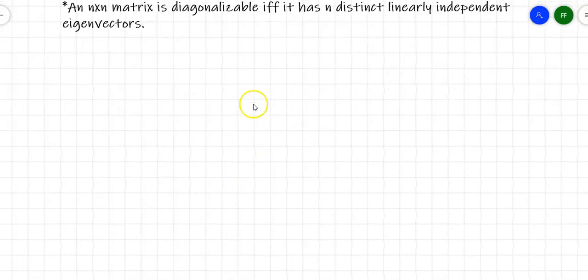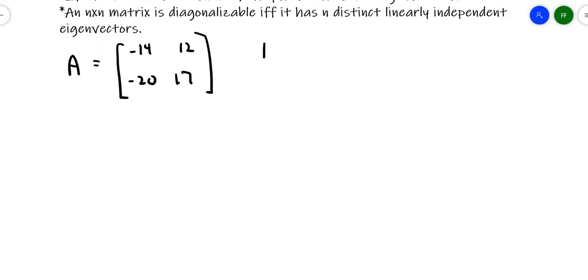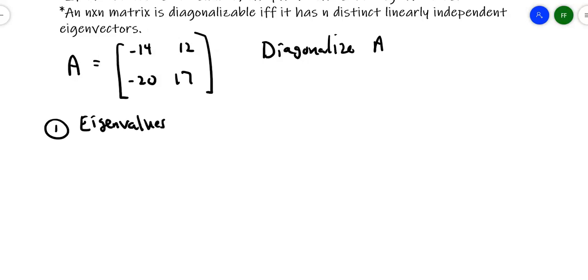Let's start with a 2 by 2 just to run through the process one more time, and then we'll get to the good stuff. So let's say I've got matrix A as the matrix negative 14, 12, negative 20, 17. And I want to diagonalize matrix A. So the first thing is I need the eigenvalues. Okay. Remember how to find the eigenvalues? That's the determinant of lambda I minus A is equal to 0, sometimes also called the characteristic polynomial.